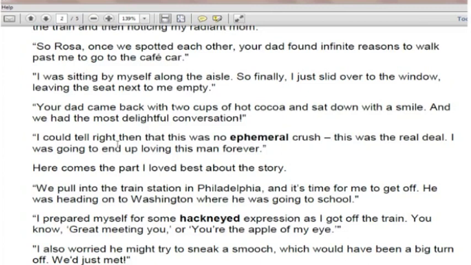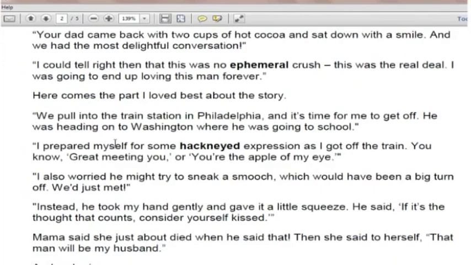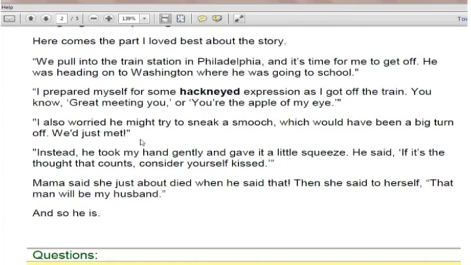Here comes the part I loved best about the story. We pull into the train station at Pilara and it's time for me to get off. He was heading to Washington where he was going to school. I prepared myself for some hackneyed expression as I got off the train. "You know, great meeting you, or you are the apple of my eye." I also worried he might try to sneak a smooch, which would have been a big turn off. We'd just met. Instead, he took my hand gently and gave it a little squeeze.